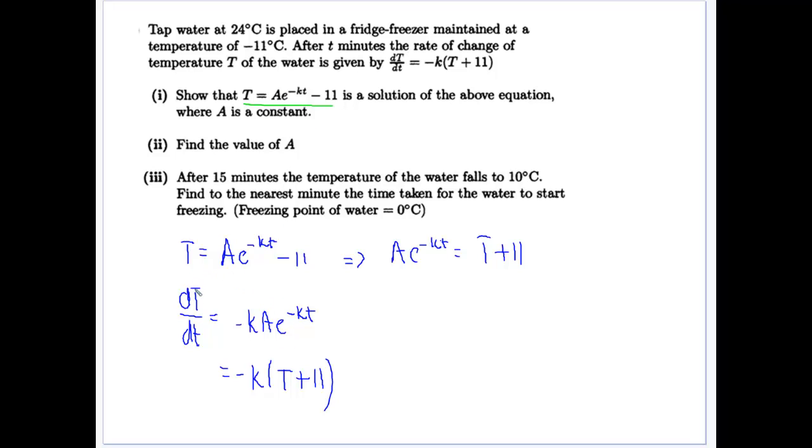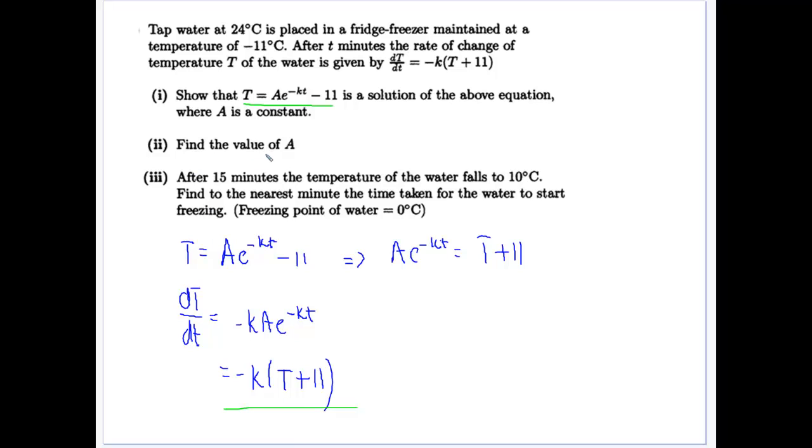So we differentiate that function. We get -k a e^(-kt). And we know we can manipulate a e^(-kt) to be equal to T + 11. So we can do our substitution and we get our expression for the rate of change. So that's okay. Find the value of a.